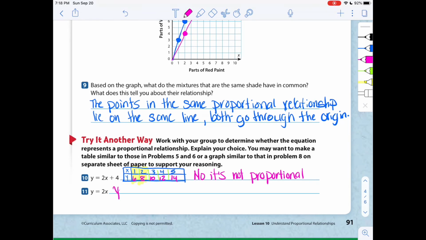So yes, you should have found that number 11 is proportional. If you did not find that it is proportional, make sure that you send me a message or ask in our Google Meet to go over why number 11 is proportional.